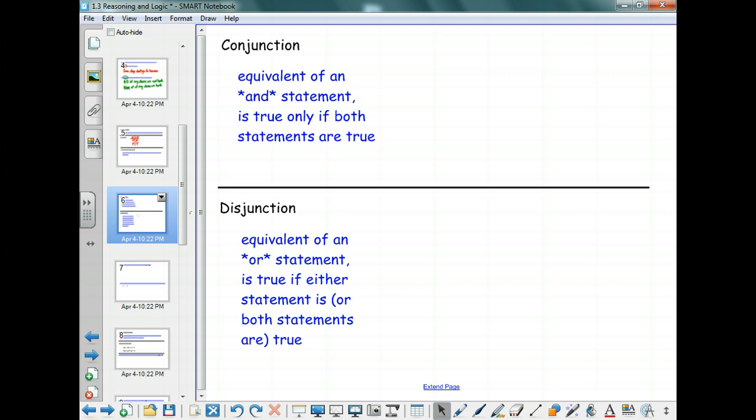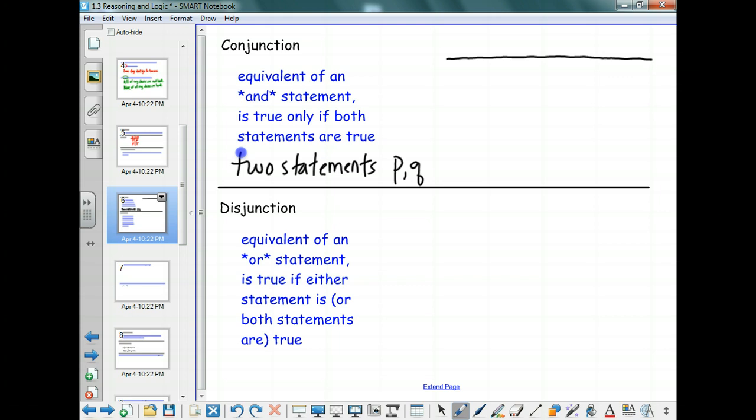So I want to show you how we do a truth table with these guys. So our 2 statements are going to be the letters P and Q. And when I create a truth table, I create a column for P and a column for Q. A conjunction has the symbol V. That's the and symbol. Okay, so think about it like this.